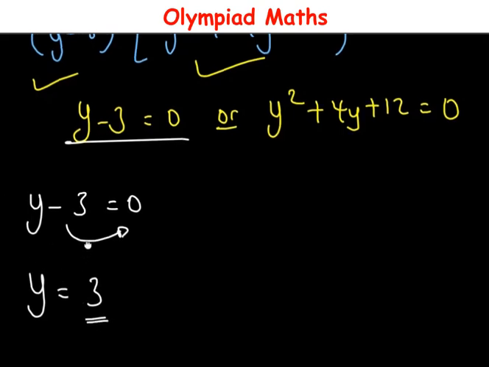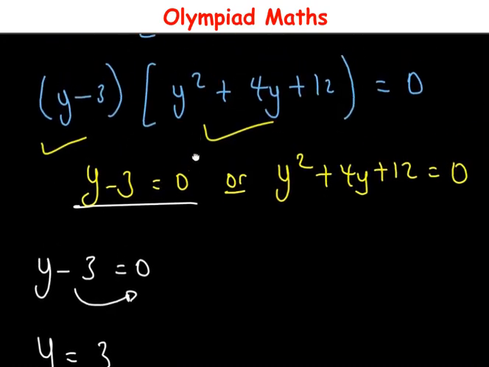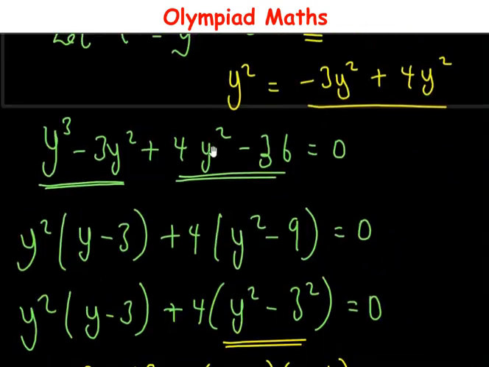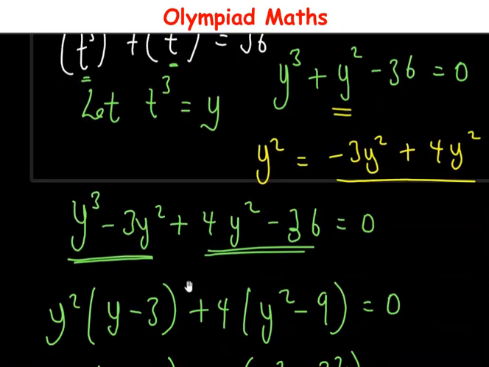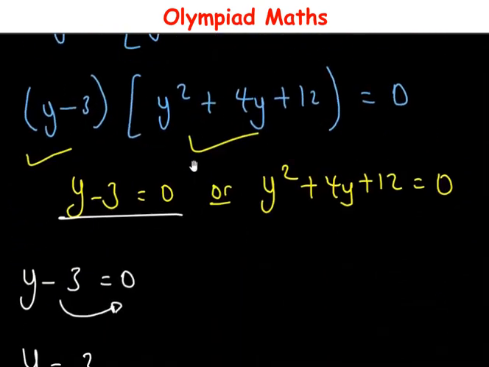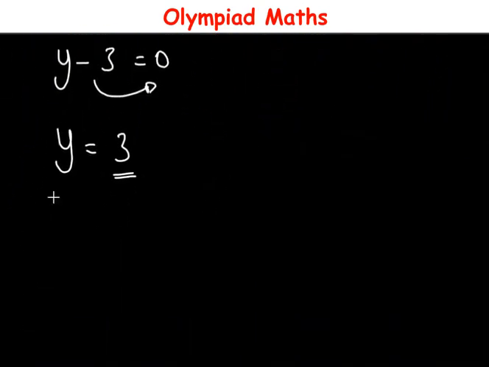The next thing is to get the value of t. Recall that from here, we said let t raised to power 3 equal y, right? So from here, now t raised to power 3 is equal to y, and we got the value of y as 3. So this becomes t raised to power 3 is equal to 3.